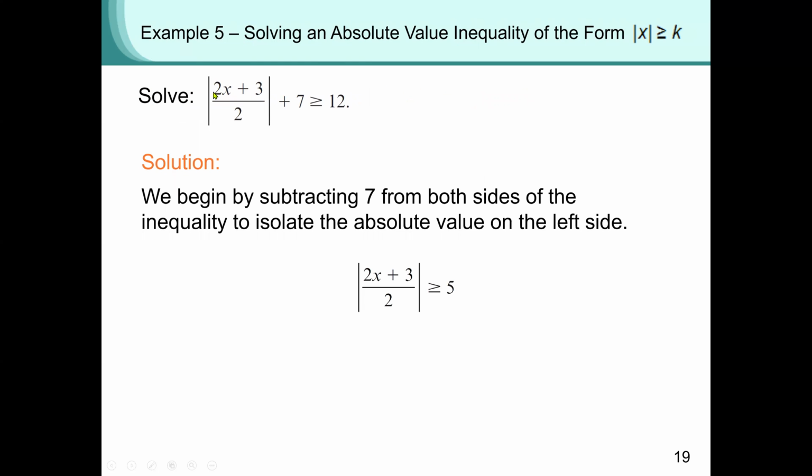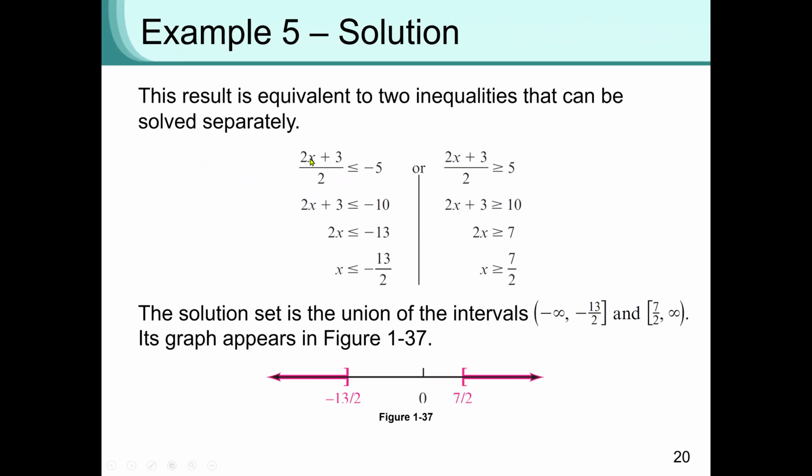So let's solve this problem. We have the absolute value of (2x plus 3) divided by 2, plus 7, greater than or equal to 12. So here we look at our condition. Even if we take the plus 7 to the right side, we still have a positive value, which will be 5. And that's the first thing we do. Then we look at the condition here. Okay, k is a positive value. So we can apply the condition. (2x plus 3) divided by 2 is less than or equal to negative 5, or (2x plus 3) divided by 2 is greater than or equal to 5.